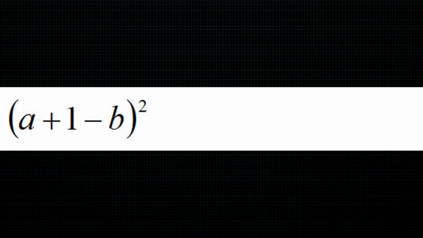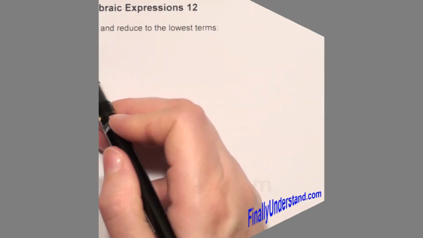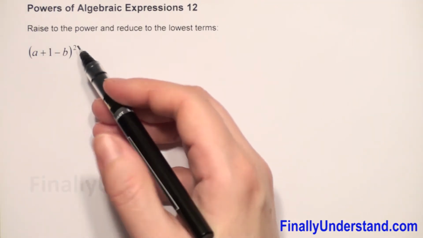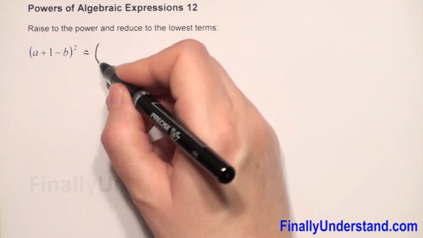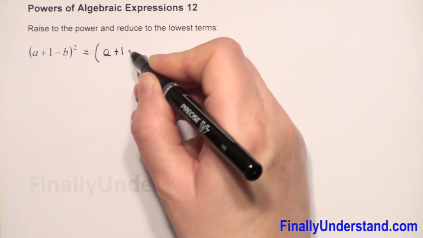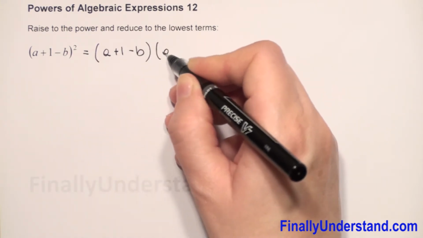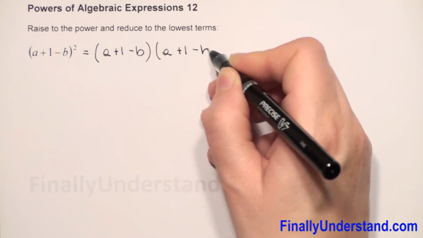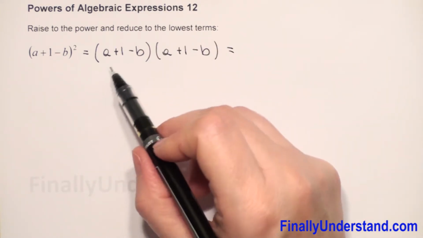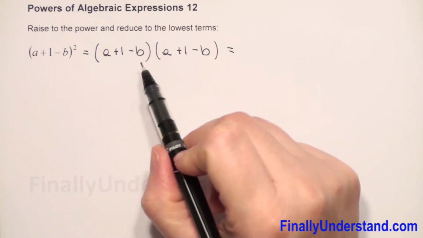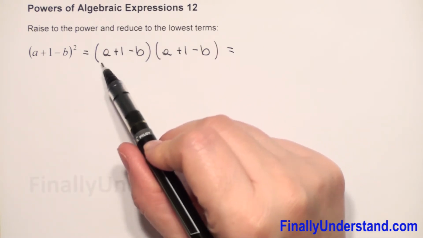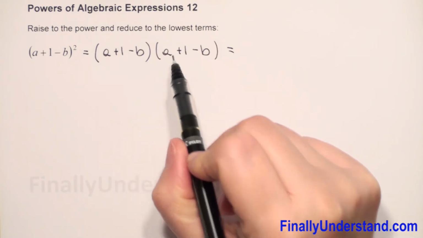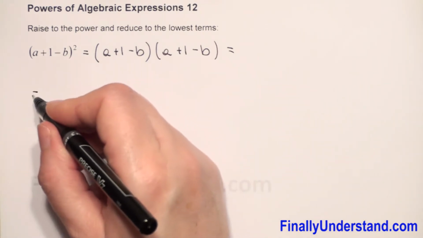We have polynomial (a + 1 - b) to the second power. So how do we do this example? We can rewrite that: this is (a + 1 - b) times (a + 1 - b). And now we have only multiplication of polynomials. How do we do this? We have to multiply every expression in the first parenthesis by every expression in the second parenthesis. So this is equal.